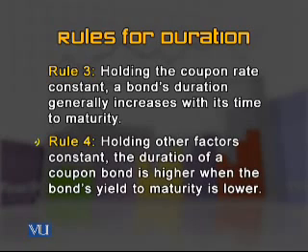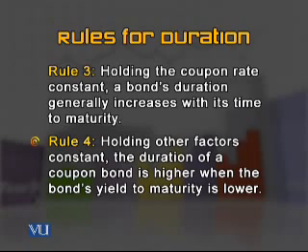Rule number 4, we're talking about keeping things constant. We kept maturity levels constant, we kept coupon rates constant. I'm now talking about keeping other factors constant. So holding all other factors constant, the duration of a coupon bond is higher when the bond's yield to maturity is lower.